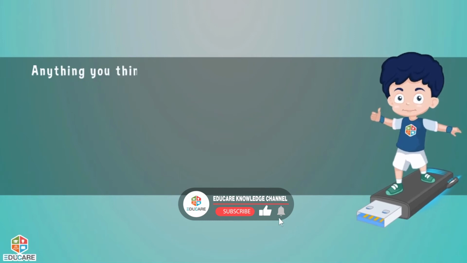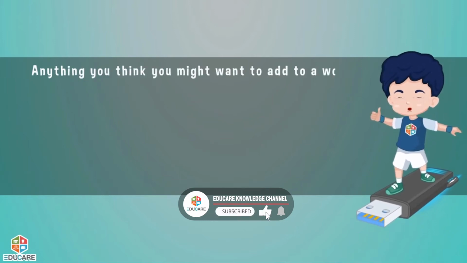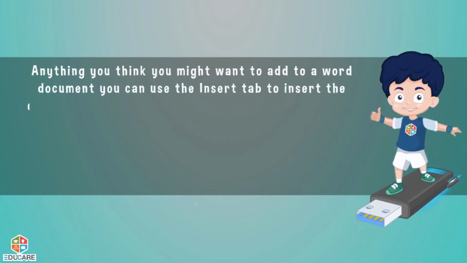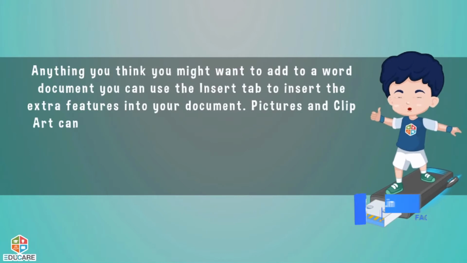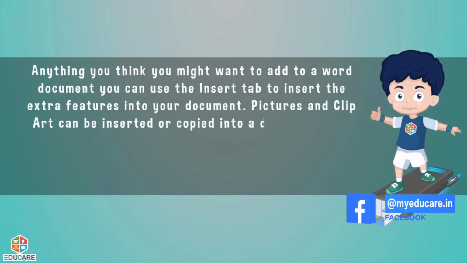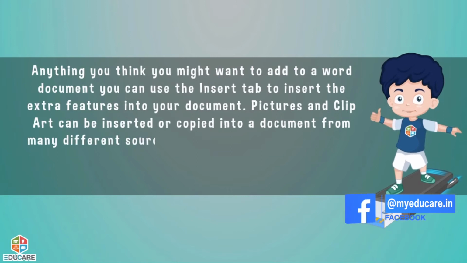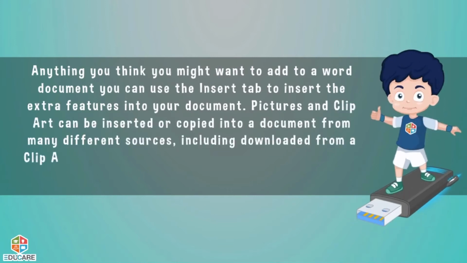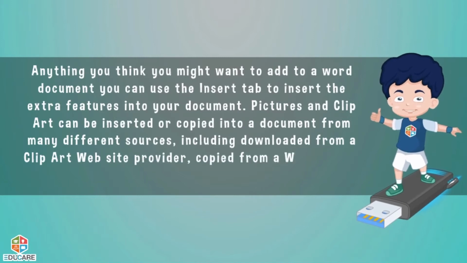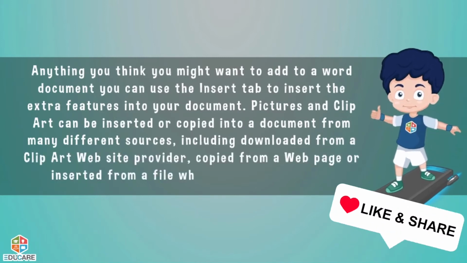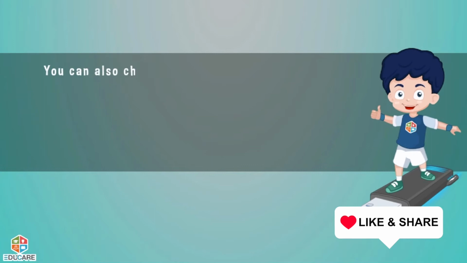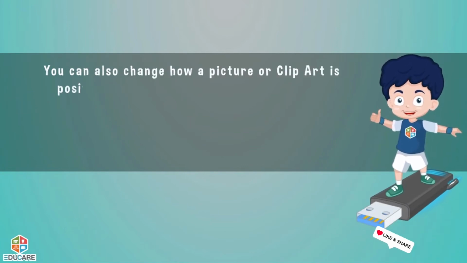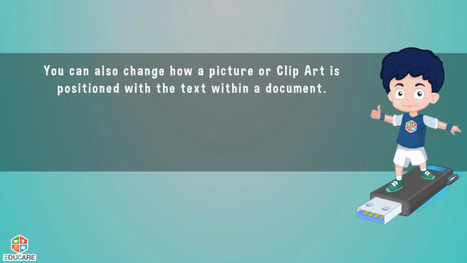Anything you think you might want to add to a Word document, you can use the Insert tab to insert the extra features into your document. Pictures and clip art can be inserted or copied into a document from many different sources, including downloaded from a clip art website provider, copied from a web page, or inserted from a file where you save pictures. You can also change how a picture or clip art is positioned with the text within a document.